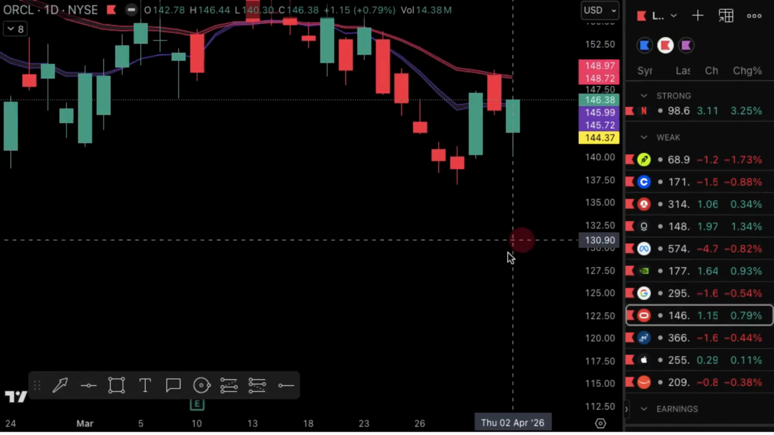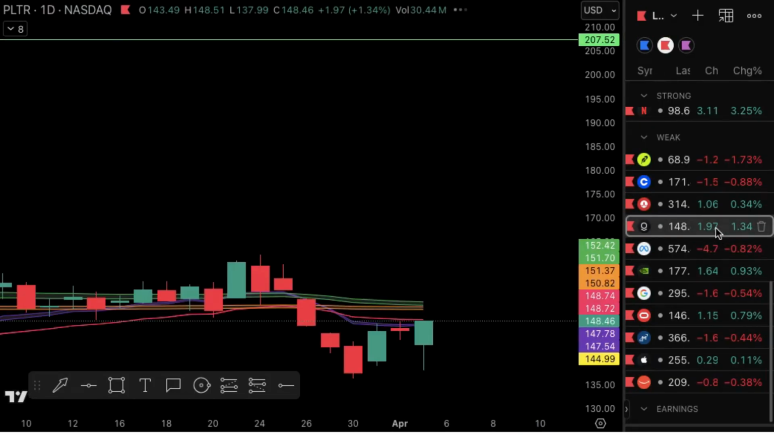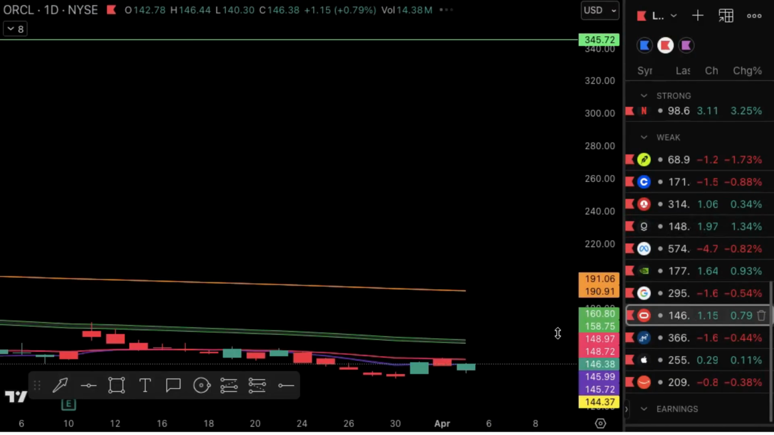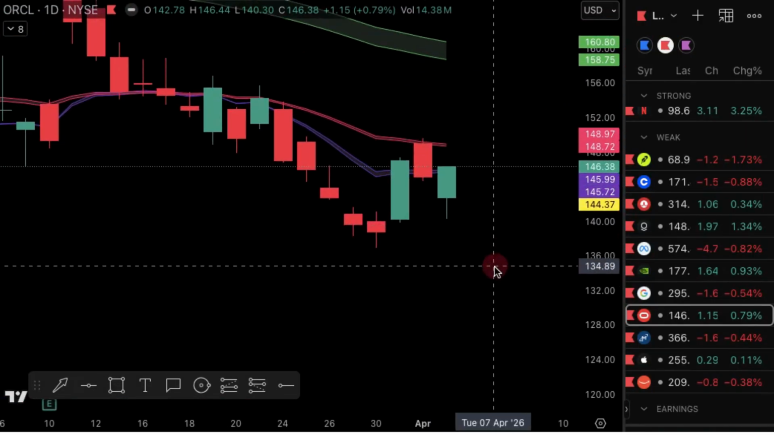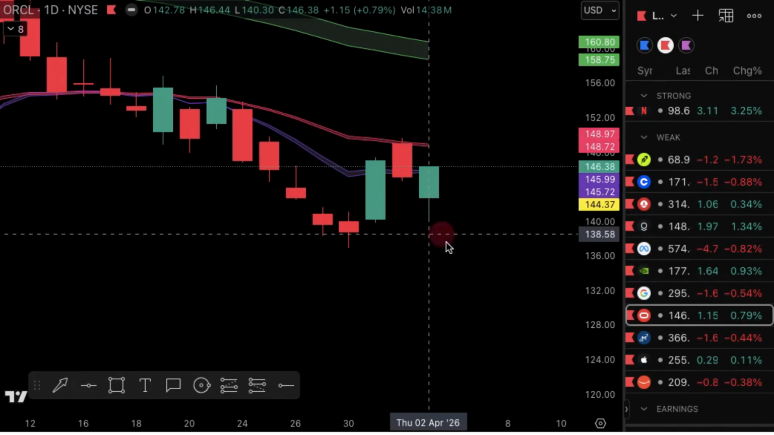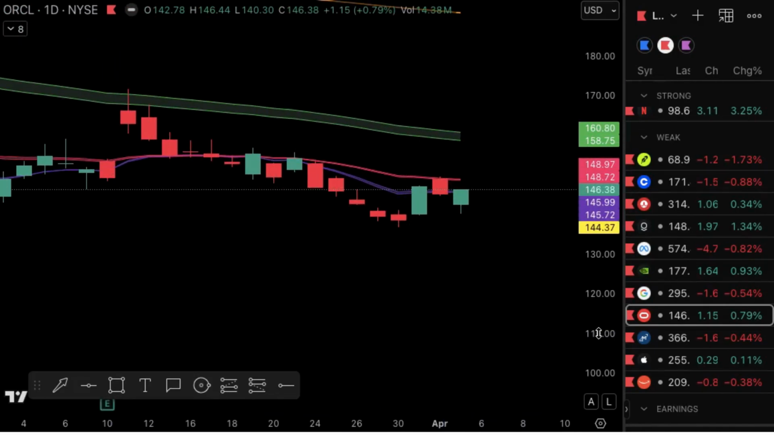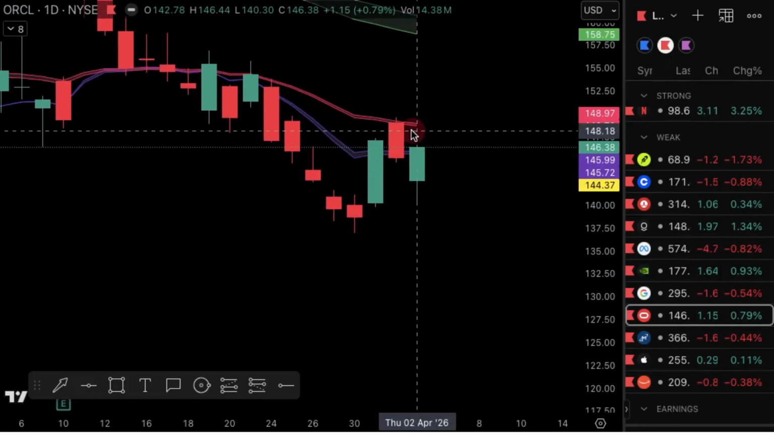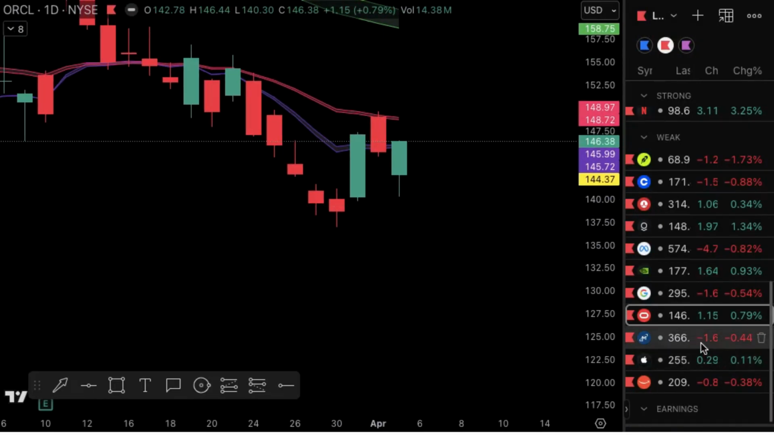Oracle, this kind of reminds me of Palantir. Yep, kind of similar to Palantir. It's just got a bottom wick on this daily candle, so it's looking pretty bullish. If you're just looking at this last candle here, we are trending down, but it looks like it might be starting to reverse here, possibly go back through this 20 EMA. We could also reject off this 20 EMA just like we did here, but I'm going to wait for it to be a little bit cleaner on the daily before I get involved.